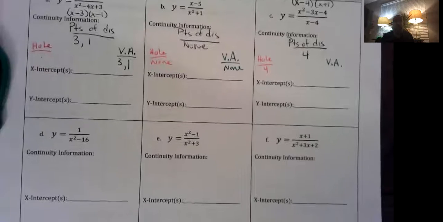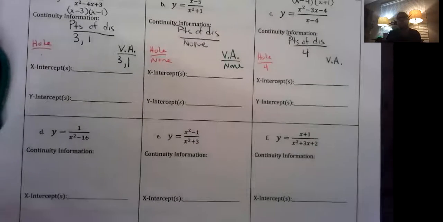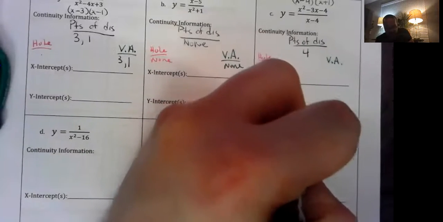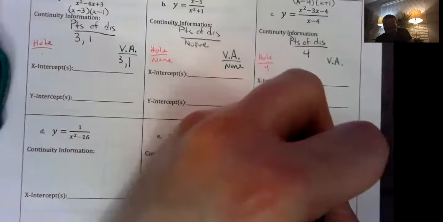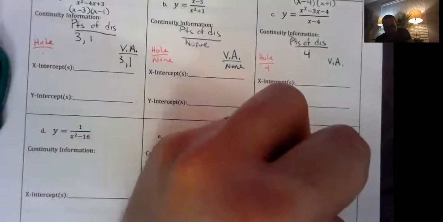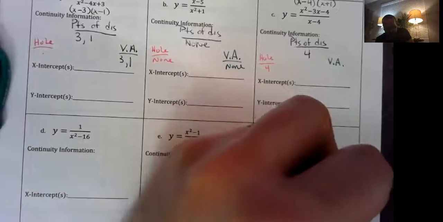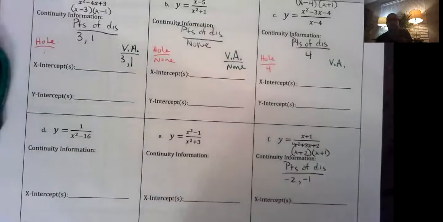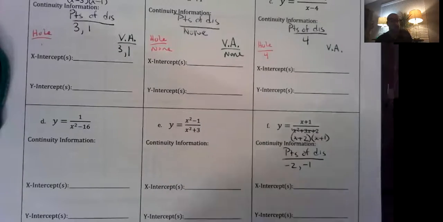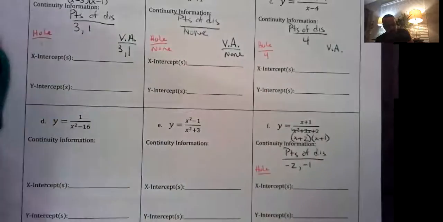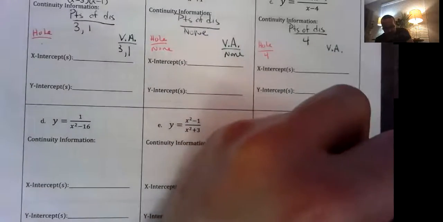All right. Let's take a look at letter F. And this is going to be the last one of these 6 that we can do. For this one right here, we have probably some factoring to do. This is how it would look to factor. Points of discontinuity: -2, -1. That means I need to classify them as a hole or a vertical asymptote. Let's just take it one at a time there.